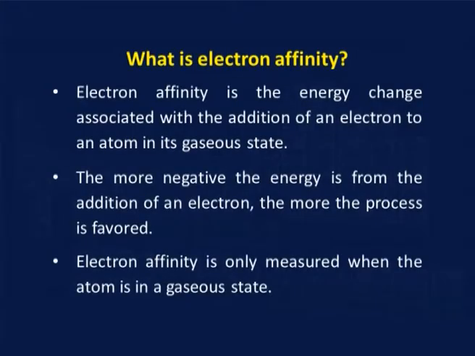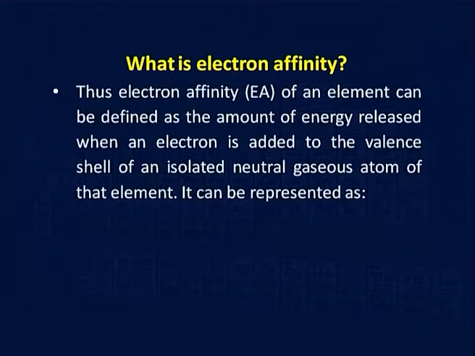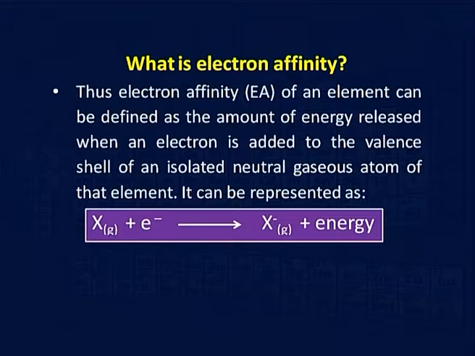This electron affinity is measured only when the atom is in gaseous state. Now, we define the electron affinity. The electron affinity of an element can be defined as the amount of energy released when an electron is added to the valency shell of an isolated neutral gaseous atom of that element. It can be represented as X in gaseous form. This is the atom of the element in gaseous form, and when an electron is added to it, it changes into the gaseous ion and energy is liberated. This amount of energy liberated is the electron affinity of that element.